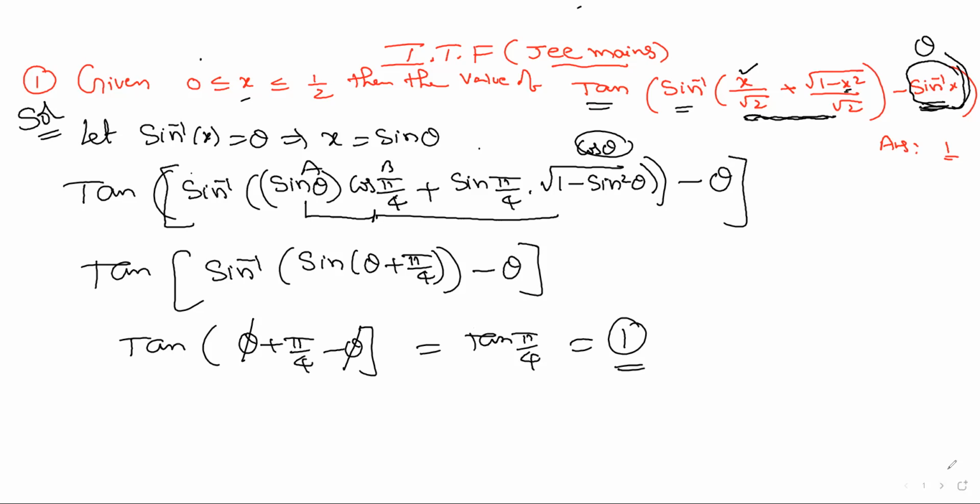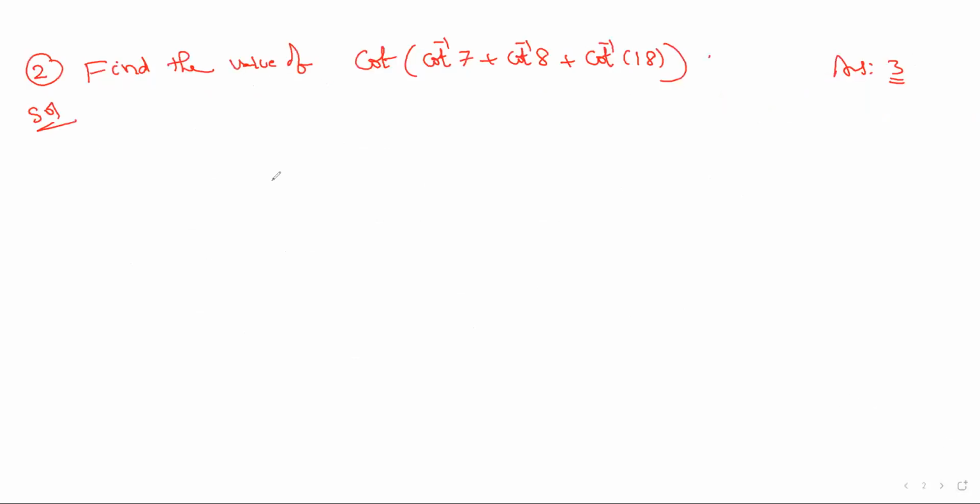Okay, now I am going to explain the second question. Find the value of cot inverse 7 plus cot inverse 8 plus cot inverse of 18. Here, cot inverse 7 we place. We have one formula: cot inverse of x is equal to tan inverse of 1 by x, taking the reciprocal. Reciprocal of x by 1 is 1 by x. So cot inverse 7 by 1, 8 by 1, 18 by 1.